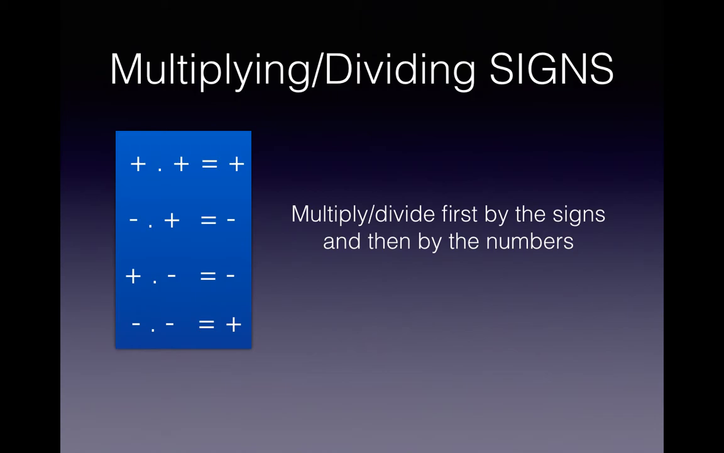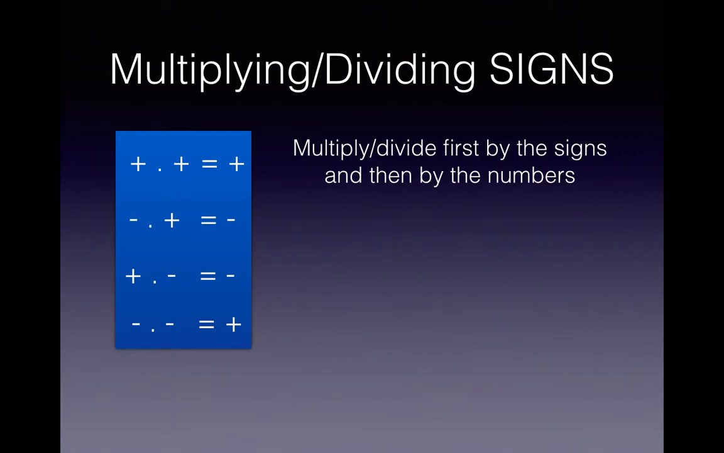Now what I've done there is multiplying. What if you're dividing? Well, it's the same thing. Plus divided by plus is a plus. Plus divided by minus will give you a minus. Minus divided by plus will give you a minus. And minus divided by minus will give you a plus. Again, if the signs are the same, you'll end up with a plus. And if the signs are different, you'll end up with a minus. And I'd also say again, when you're dividing integers, you first look after the signs and then you do the numbers. So let's do a couple of examples.